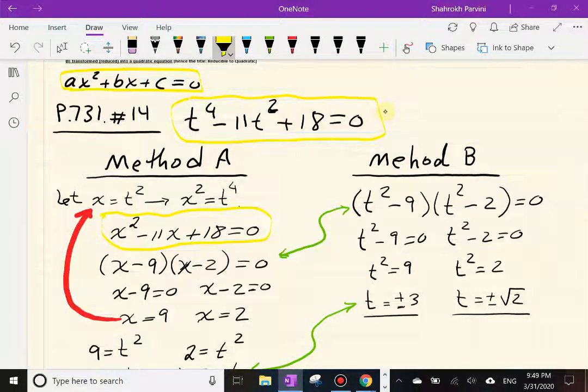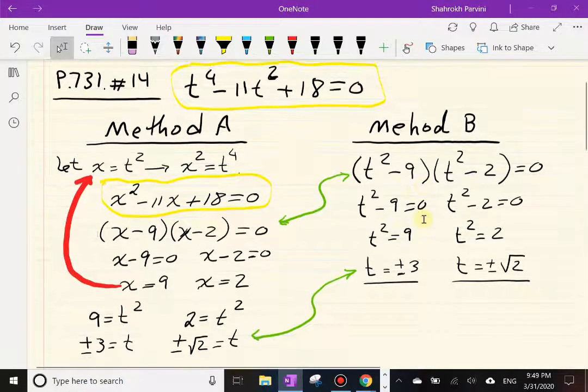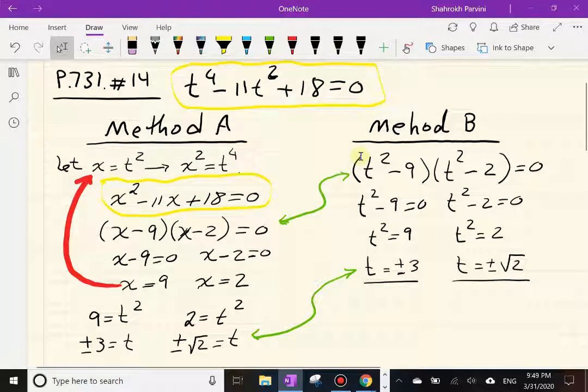Now, the other method here is to actually employ the factoring method right off the bat. So instead of introducing this secondary variable, I'm just going to go right to factoring this. And when you factor these expressions in this section, your first term is again going to be the middle term t squared. Don't worry about the number, just the variable t squared. So in here, I went t squared minus 9, t squared minus 2.